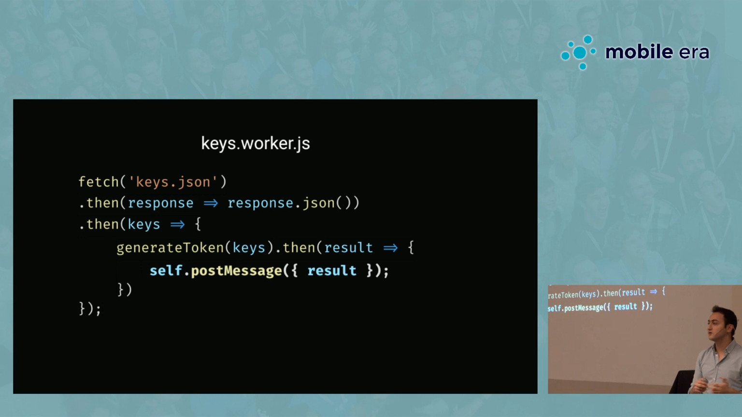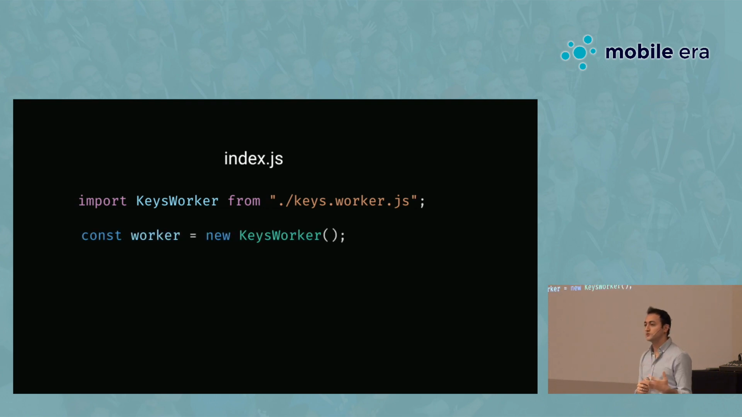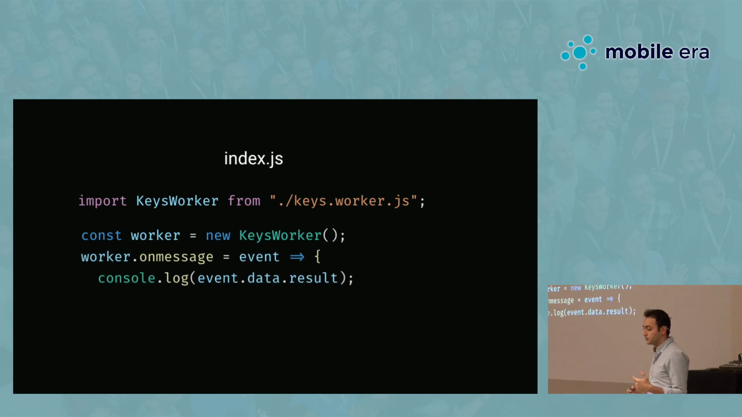Now, the code of the index.js, or of your main thread, is actually much simpler than you think. You simply import the worker as if it was a class. So that's worker-loader doing all of the stuff. You create a new instance of it, because you can call it multiple times. And then you listen on the onmessage event. When you get the message, you can do whatever you want.